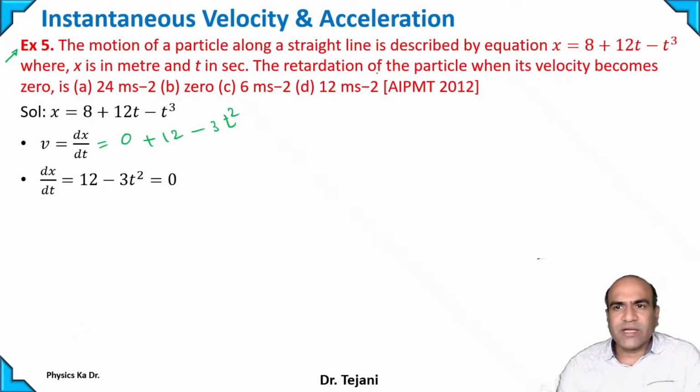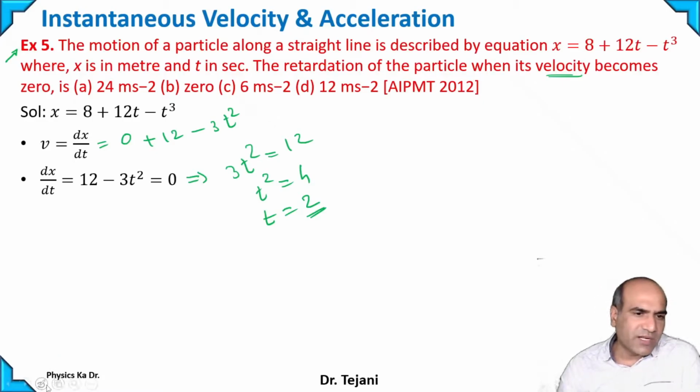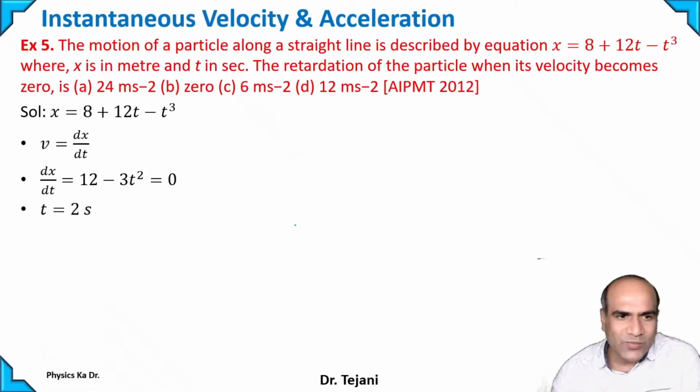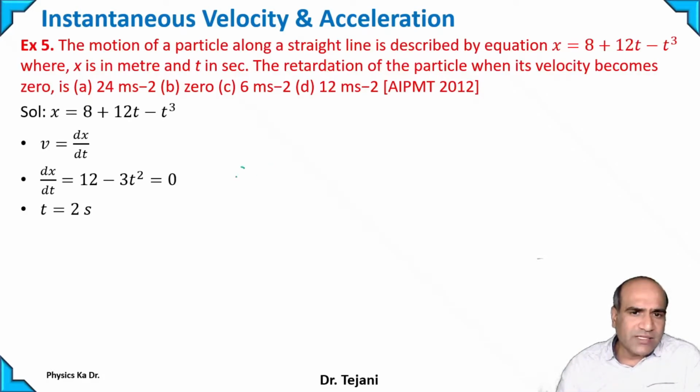It is mentioned that when velocity becomes 0, so v is equal to 0, we can take 3t square is equal to 12, so t square is equal to 4, t is equal to 2, because only the positive value is possible as time cannot be negative. What we need to find is retardation. So we need acceleration. We know that acceleration is equal to dv divided by dt. Let's differentiate this equation.